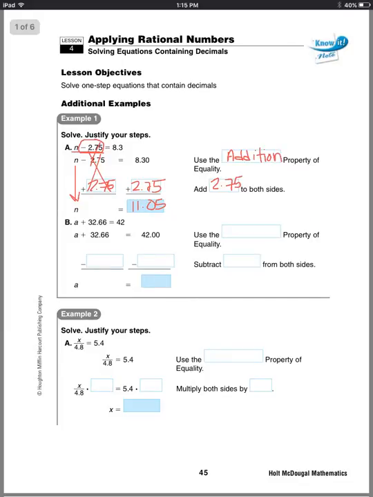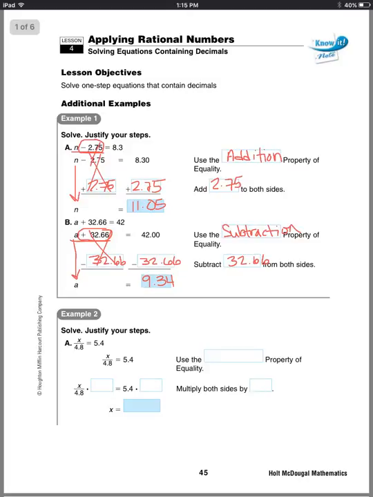So the next one, we look, side with the variable, look at our constant, 32.66 is being added. So the opposite of adding is to subtract. So we're going to subtract 32.66 from both sides. When we do that, these opposites cancel and we bring our a straight down, and when we subtract, we get 9.34. Now because we subtracted, this is called the subtraction property of equality. That's pretty easy to figure out, right?